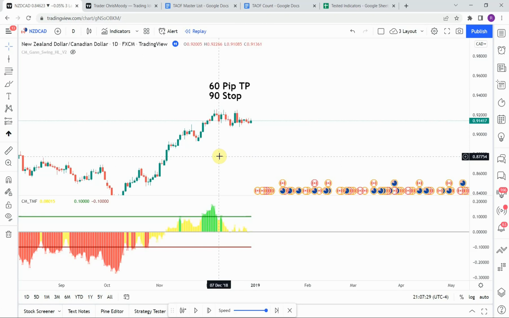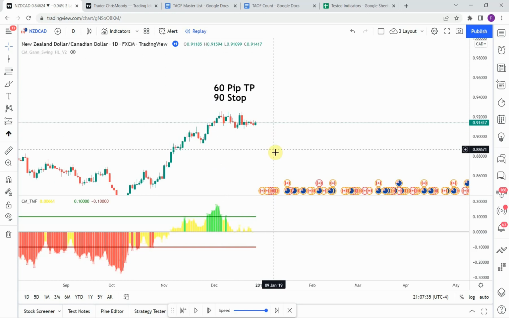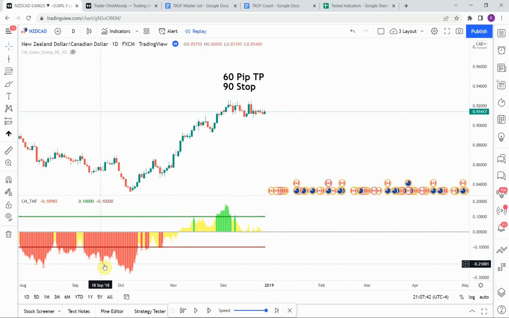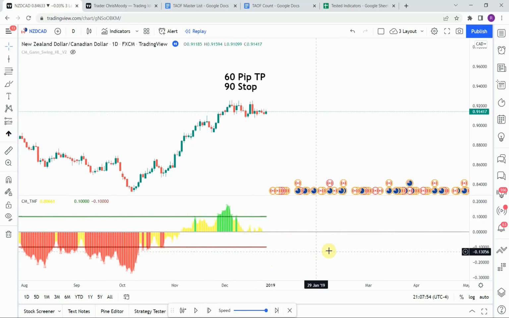Alright, so today's indicator is the TMF indicator. So basically this is a money flow indicator essentially, and you can see it here on the bottom of the screen. And so we have these bars to the downside, these bars to the upside. We have some in red, some in green, and some in yellow. We have this upper green line here and this lower red line here.